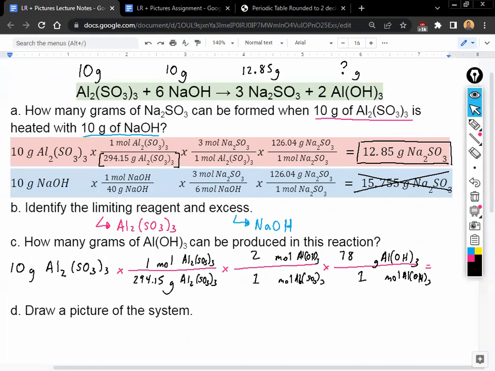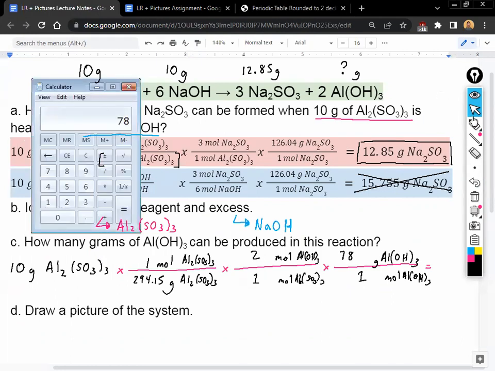Okay, so let's do the stoichiometry now. We're just going to plug it into the calculator. So super simple. Multiply the tops, divide the bottom. So 10 divided by 294.15 times 2 times 78. Your final answer will be 5.3. Yes, 5.3 is good enough. Okay. All right, so what that means is we have 5.3 grams of Al(OH)3. Okay, I'm just kind of putting the answer up here.